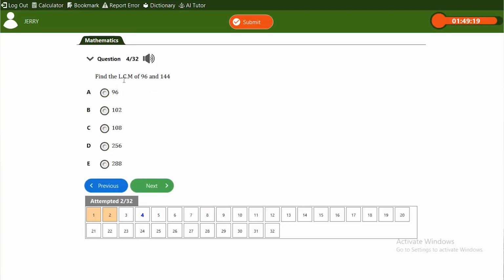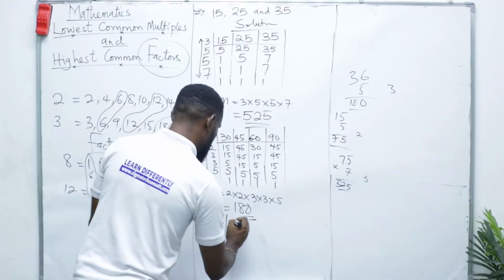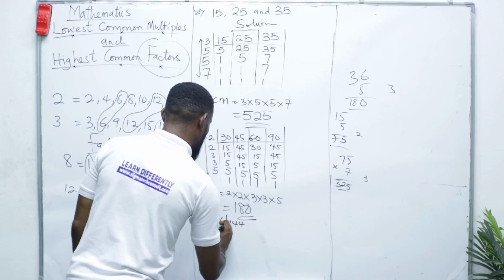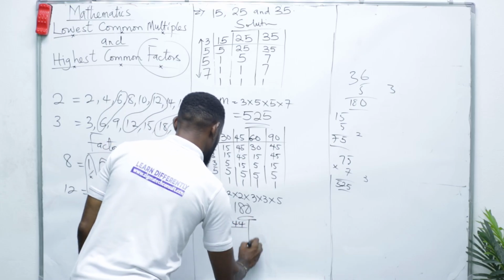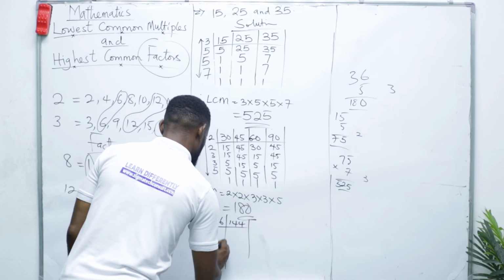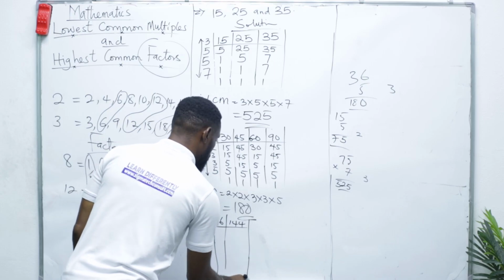So this is find the LCM of 96 and 144. Okay, let's just do this last LCM question so that we'll look for HCF questions and solve one or two of them. Okay, so this one says 96 and 144.